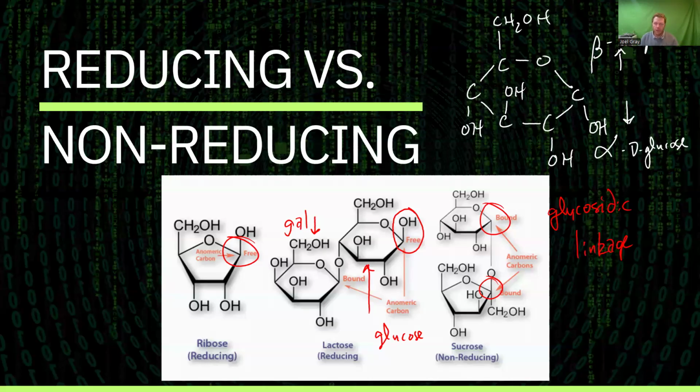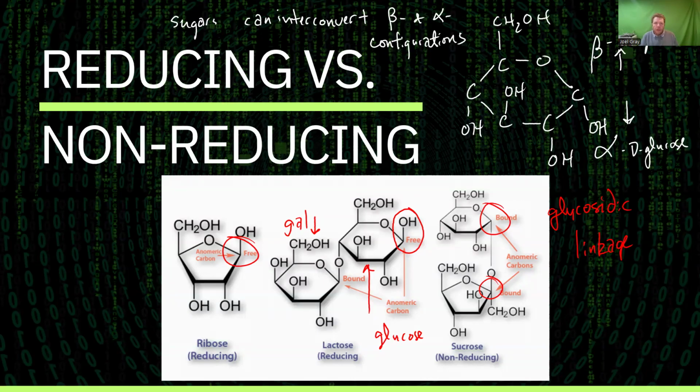Now, the important thing about that, and how this plays into an anomeric carbon, is that sugars can interconvert between the alpha and the beta, or the beta and the alpha configurations. And that interconversion is observed in a process known as mutarotation.